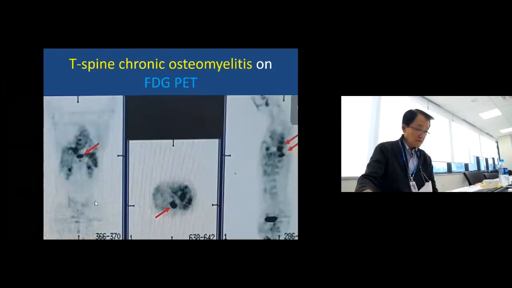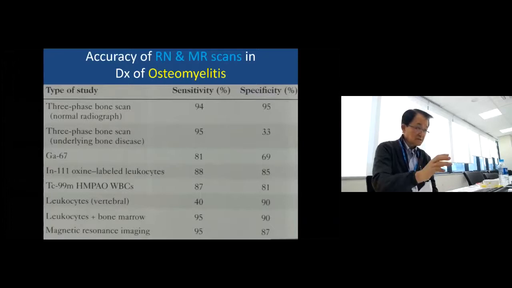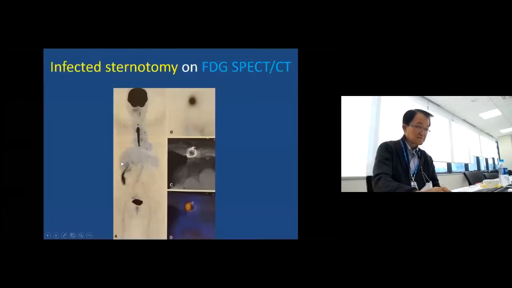Spinal chronic osteomyelitis shows very intense increased activity with this FDG. So accuracy is all good with all agents. Three-phase bone scan is even good, but non-specific. Gallium is also fairly good. Indium all good, but as I said, MR is highly sensitive but non-specific. And for the acute process, usually leukocyte is good, but the three-phase bone scan is just a screening thing. And then FDG is very good.